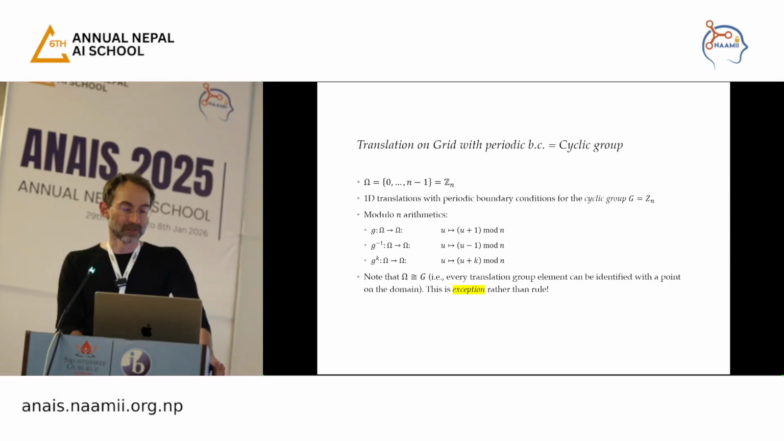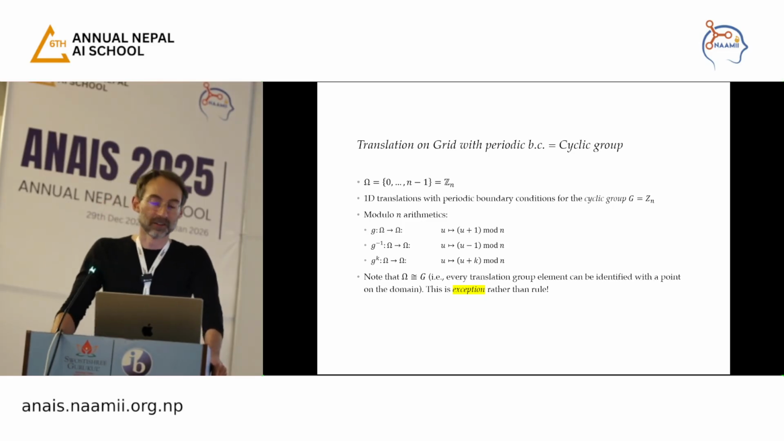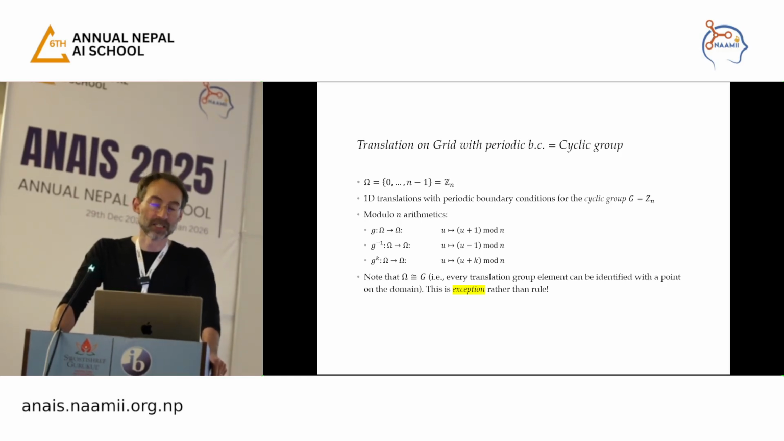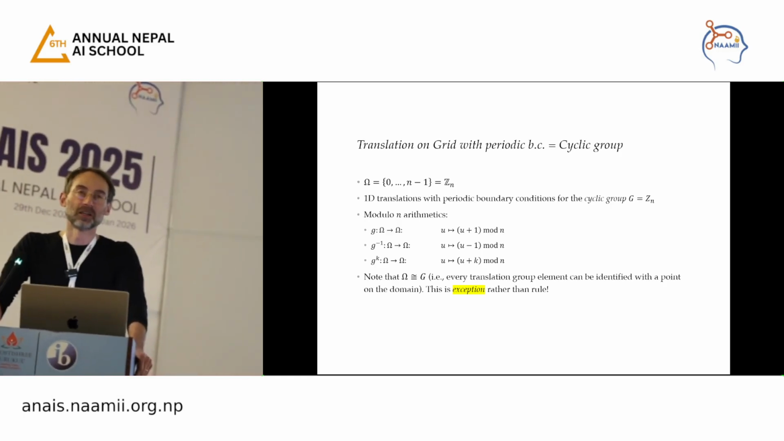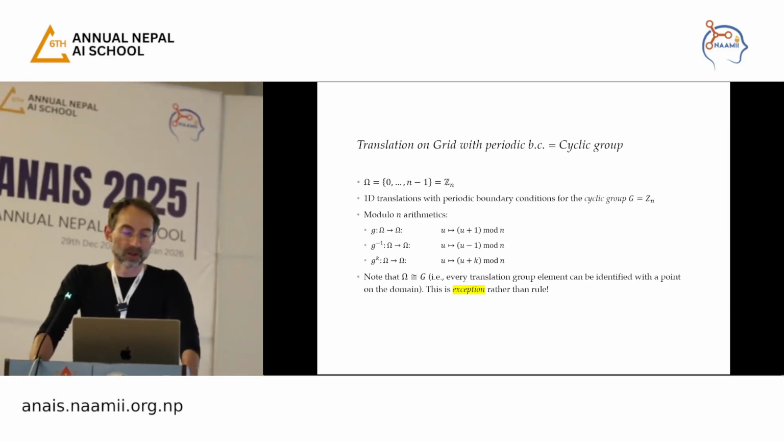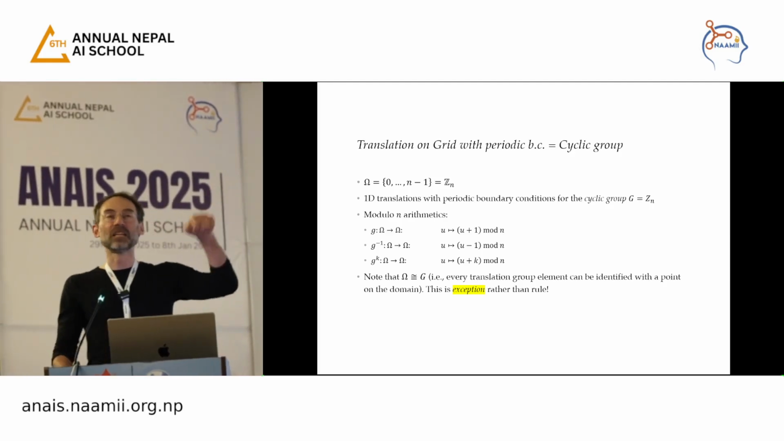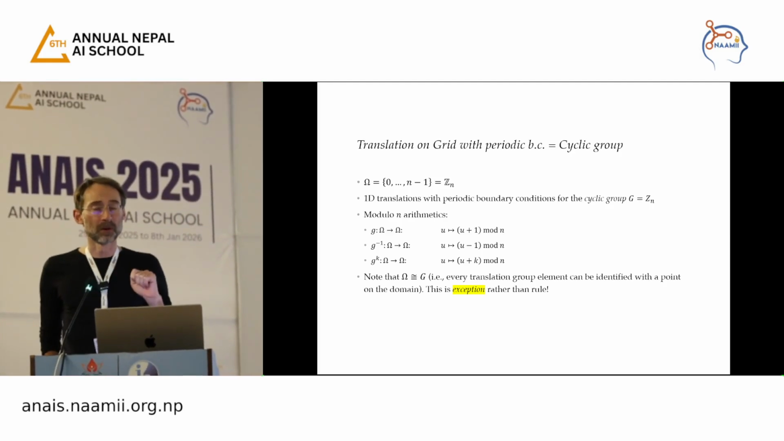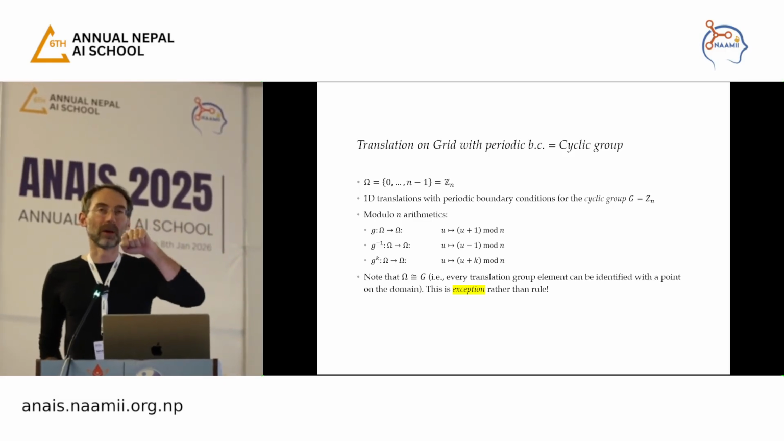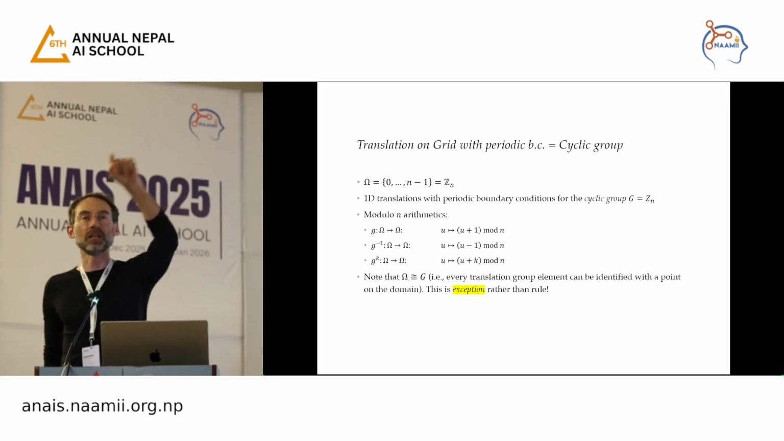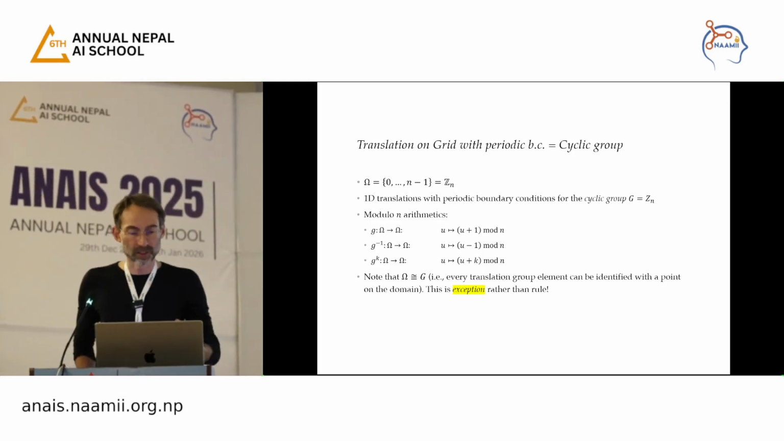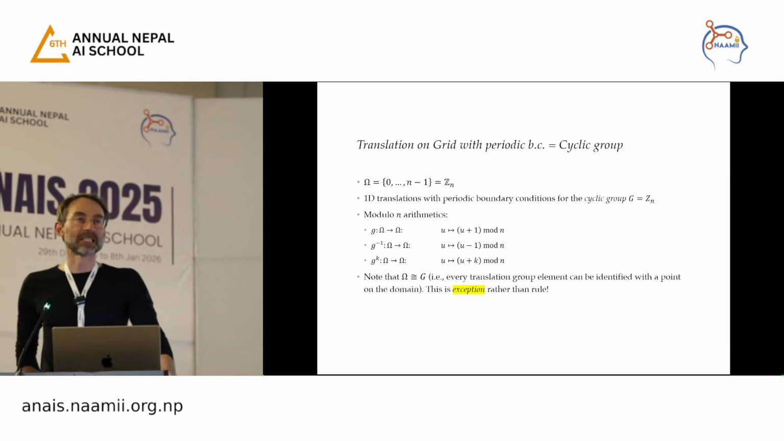So n modulo n is, sorry, 0. And these are the elements of this group. You can also see that here we have a very special case. The special case is that the domain itself is equivalent to the group that acts on it. So I can identify every element of the shift group with a point on the domain. I can say that I shift to this particular location. So this is an exception rather than a rule.